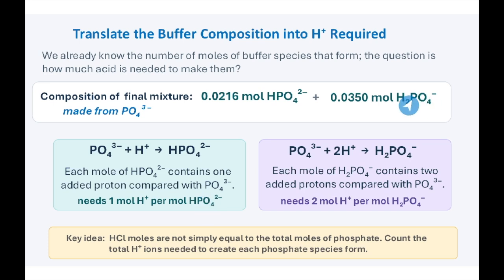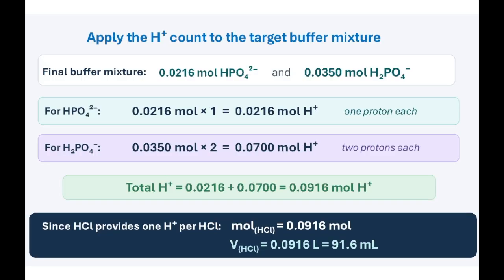But to make our acidic species, we had to add 2 molar equivalents of acid. So we're going to take into account both the number of moles and the number of molar equivalents of acid to make each of these species. And so we're just going to apply that hydrogen count to our buffer composition. So for hydrogen phosphate, that number of moles times 1 equals that much acid. For dihydrogen phosphate, the number of moles that we determined times 2, and just add them together. And so we see that we're going to need a total of 0.0916 moles of hydrogen ion.